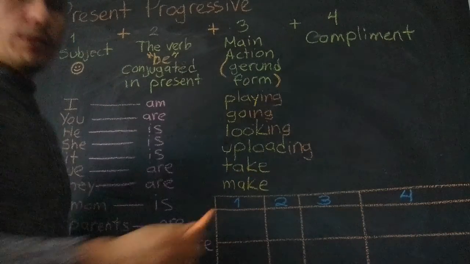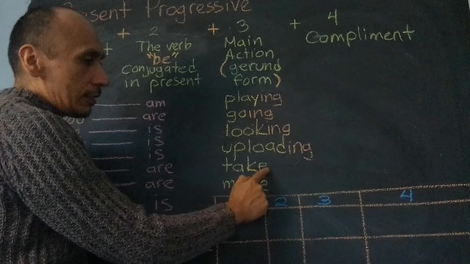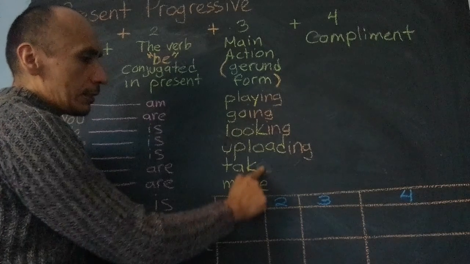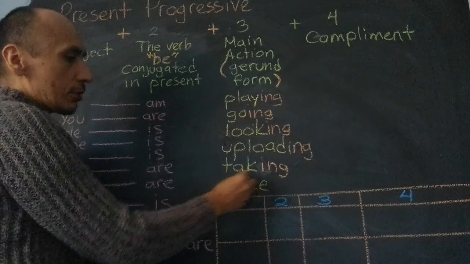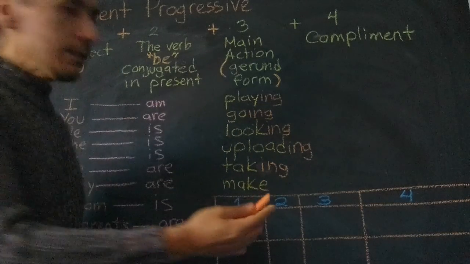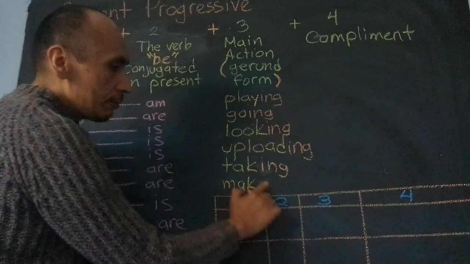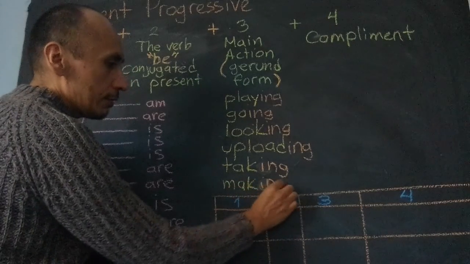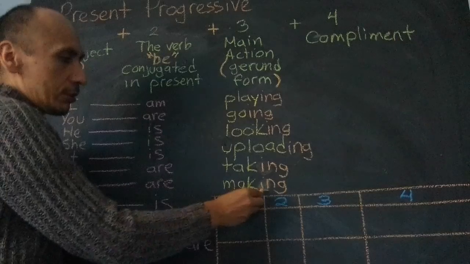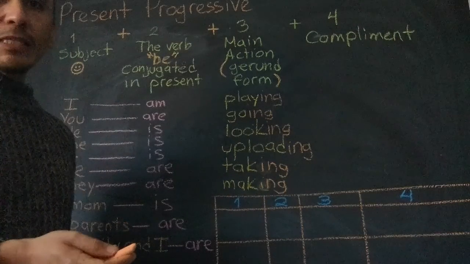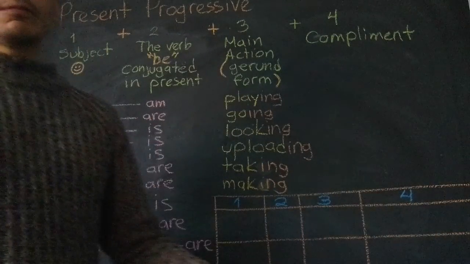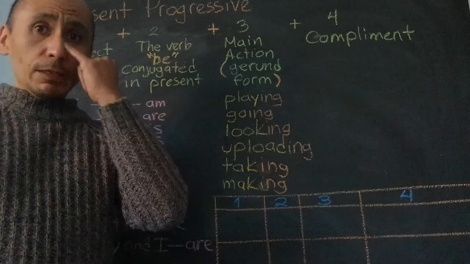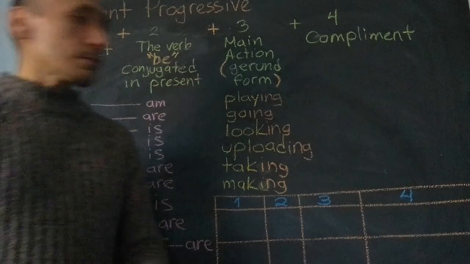And in the case of the verbs that are finishing in E, we are going to eliminate the E and we are going to write the ending ing. So in that way we're going to have take, taking, and in the same way this is going to be applied in make, which is gerund making. And everything is going to be followed by a complement. The complement of the statement, the complement of the information, that can be anyone.